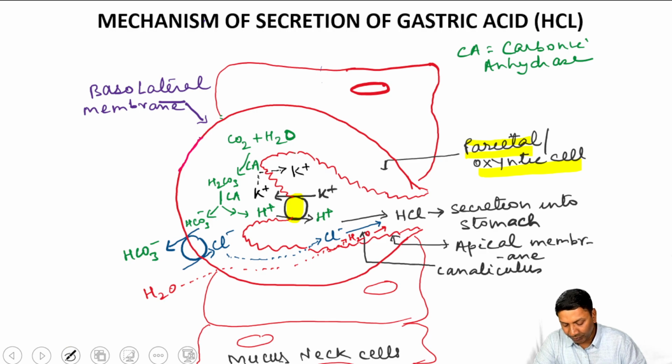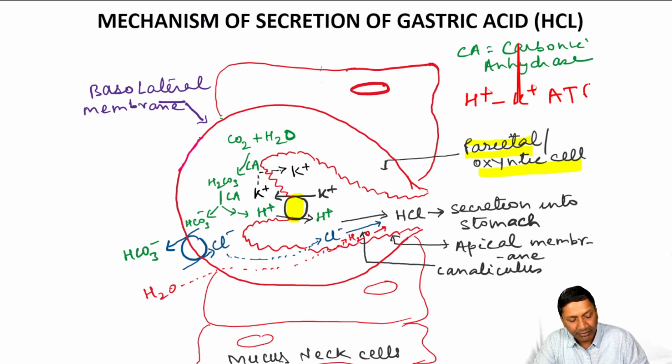The name of this pump is the potassium hydrogen ATPase. It is also called the potassium hydrogen pump, and also the proton pump. This pump will pump the hydrogen out of the oxyntic cell into the canaliculus of the parietal cell.